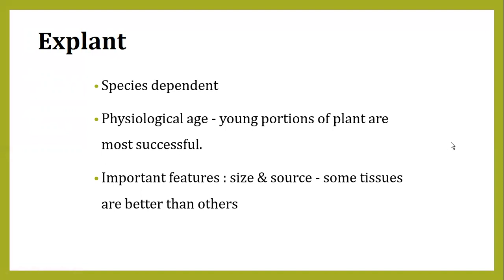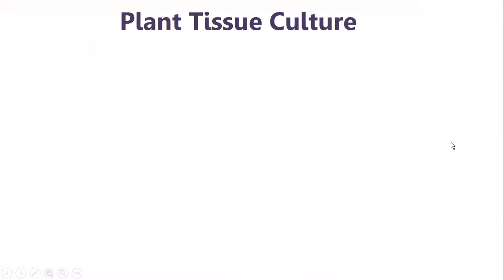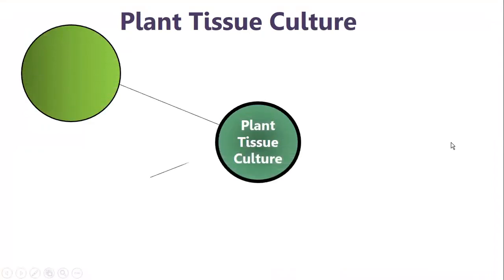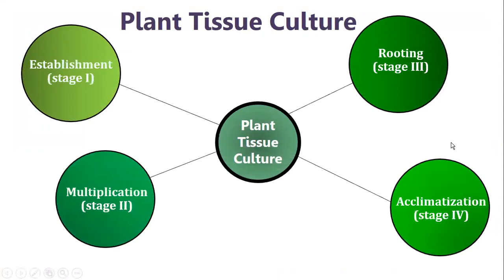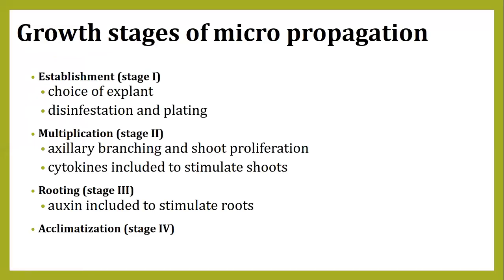So plant tissue culture is based on four stages. These four stages include establishment, multiplication, rooting, and acclimatization. Now let me tell you a bit about all these stages. In the first stage, which is establishment, the explant is selected and then it is disinfected.